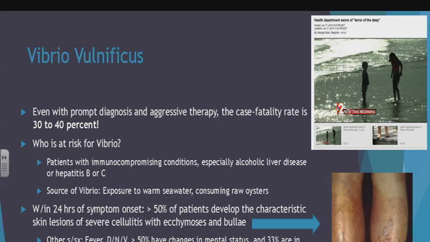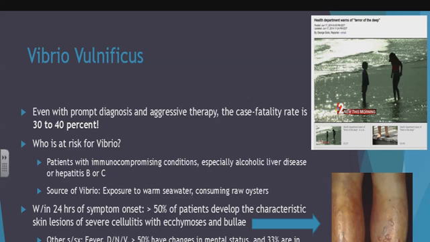Well, definitely patients with immunocompromising conditions, but especially patients with alcoholic liver disease. These patients are found to be much more susceptible to Vibrio infections. And there's a number of different reasons that are beyond the scope of this class of why patients with liver disease are more at risk for Vibrio, but just knowing that risk factor is important for you to know when a patient does present with bullae, right? Then you're going to need to look into some of their social history.